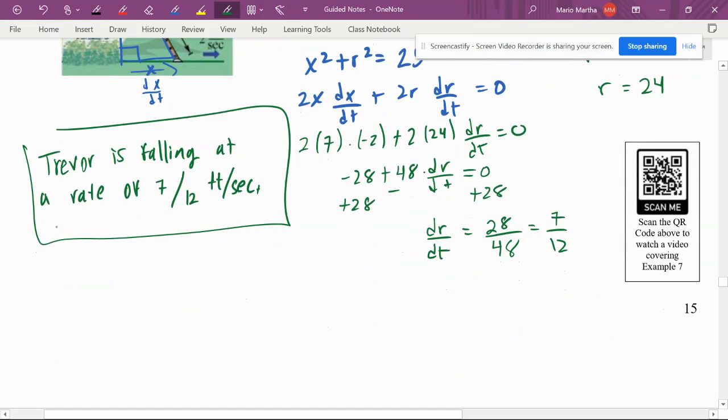Let's not forget, this is when x equals 7, or the ladder is 7 feet away from the house, right?